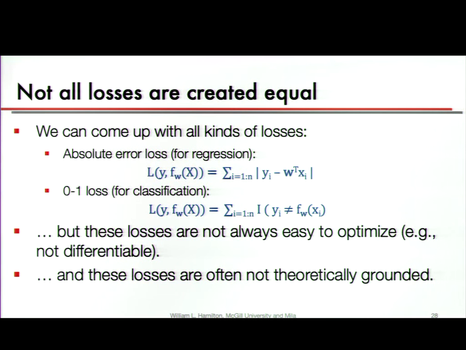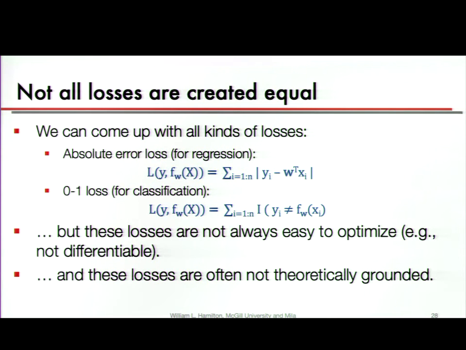But these loss functions are often really hard to optimize, for one, and there's no straightforward way to interpret these losses in terms of a nice probabilistic model. So why do we use the losses that we use? Why do we use the squared error loss for linear regression? Why do we use this cross-entropy loss for logistic regression?